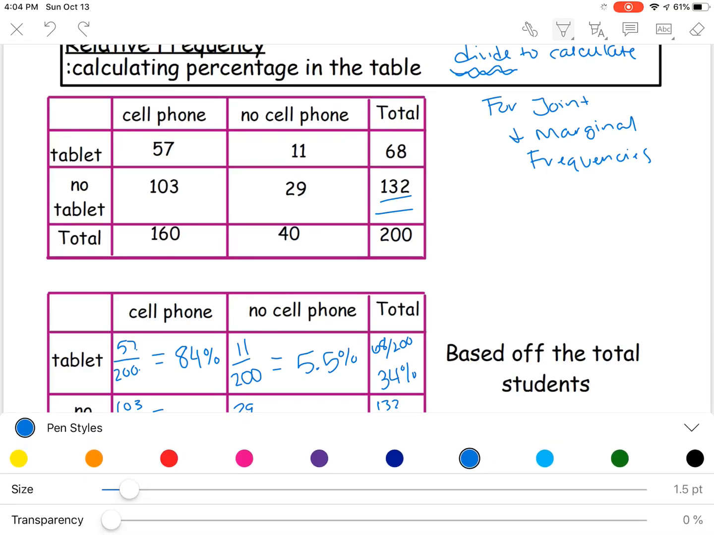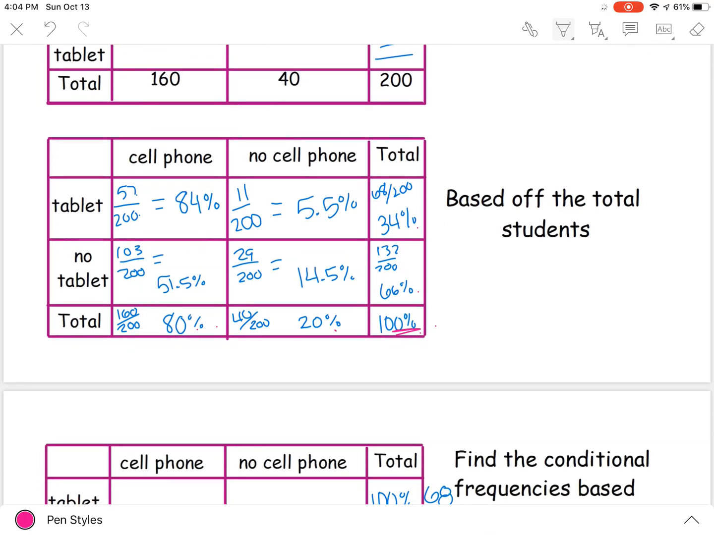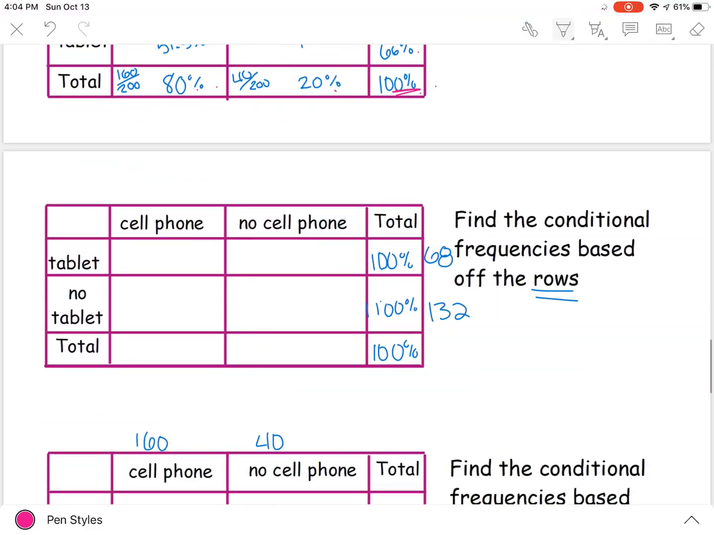Notice that for our two-way frequency table, the total column should add up. So 80% plus 20% gives us 100%. 34% plus 66% equals 100%. That should always happen, and so you can always check your totals by making sure they add up correctly. So that's based off our total number of students, that is the relative frequency.